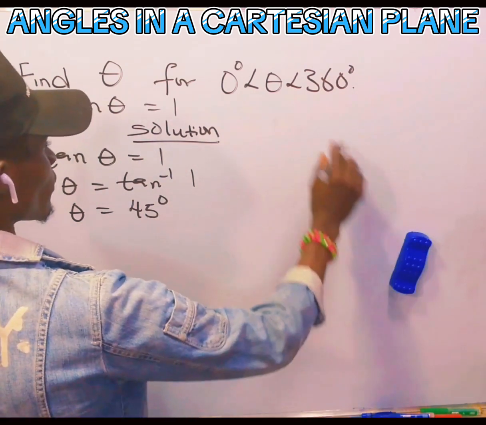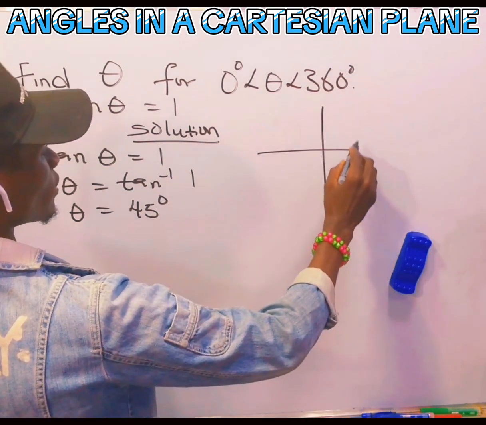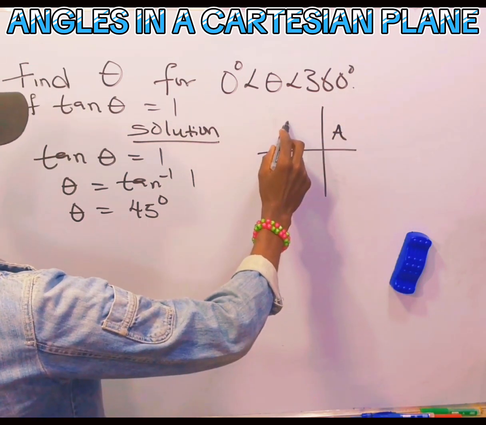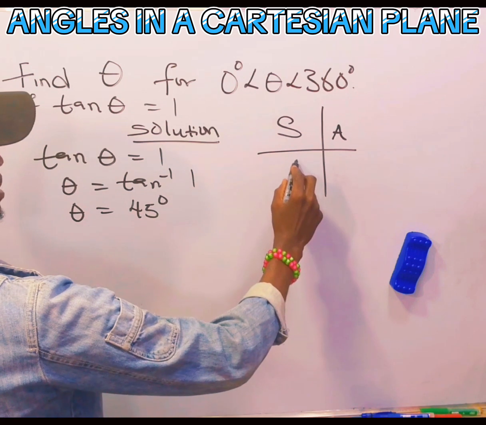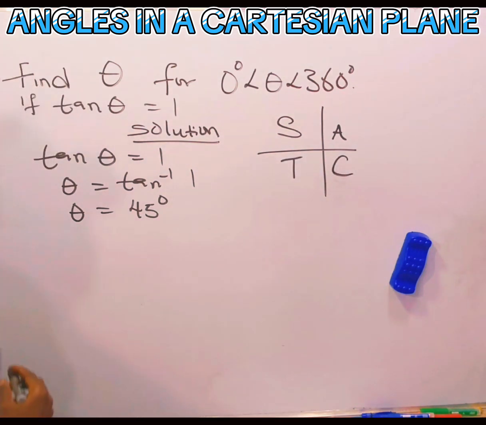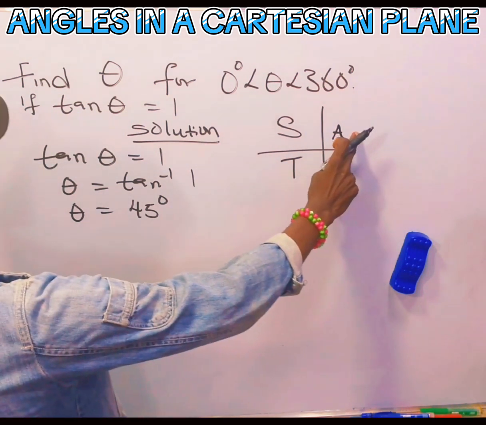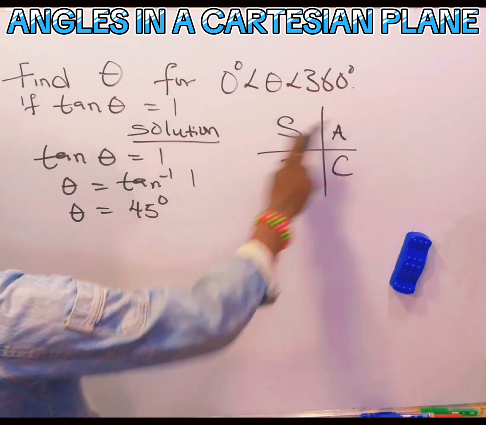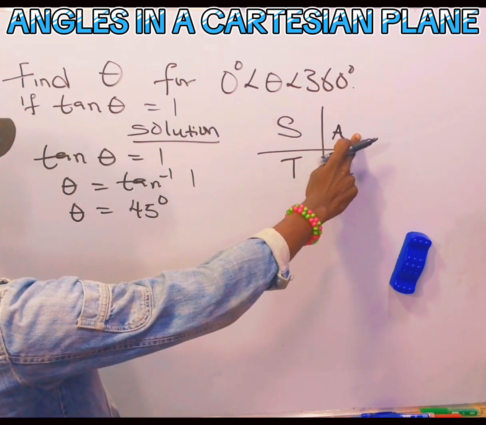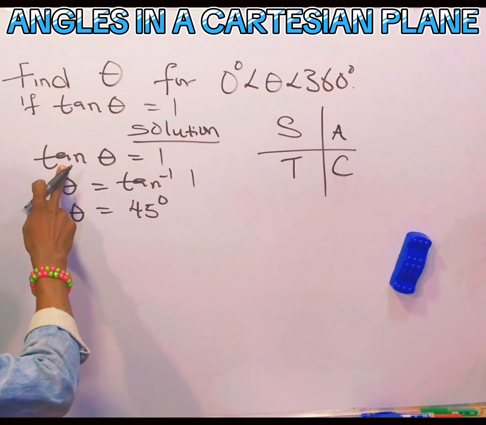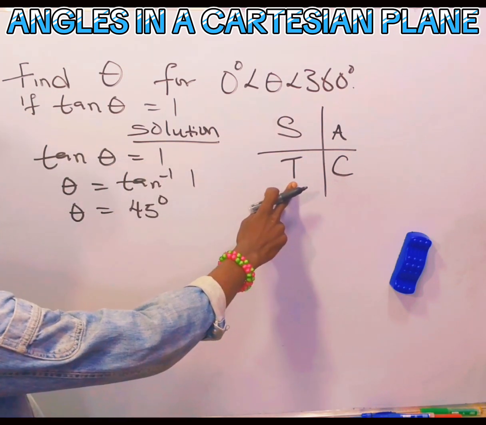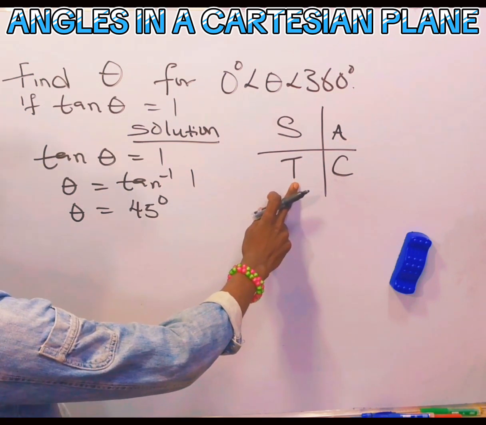So let's check from our Cartesian plane. In the first quadrant, all is positive. Second quadrant, only sine is positive. Third quadrant, only tan is positive. And the fourth quadrant, only cosine is positive. Now, which means on the first quadrant, we have our tan theta to be positive. So here, theta is 45 degrees, which satisfies the first quadrant. Also, where tan theta is positive is on the third quadrant. So we look for our value of theta on the third quadrant.